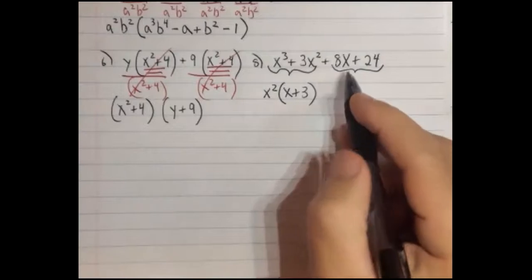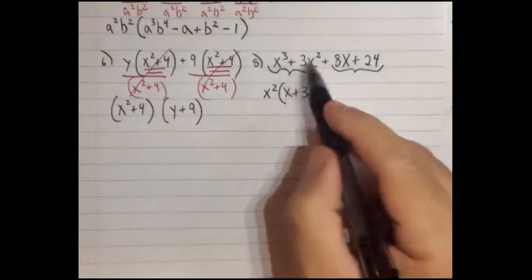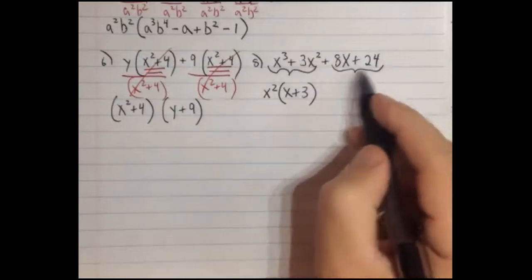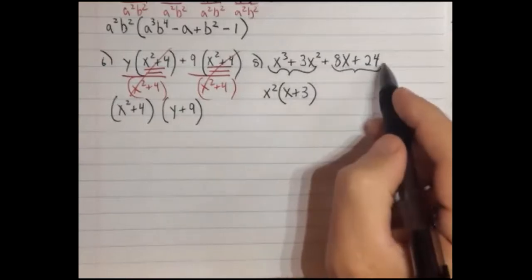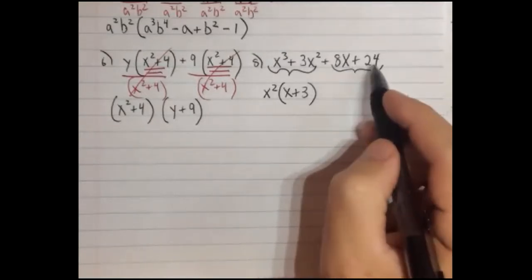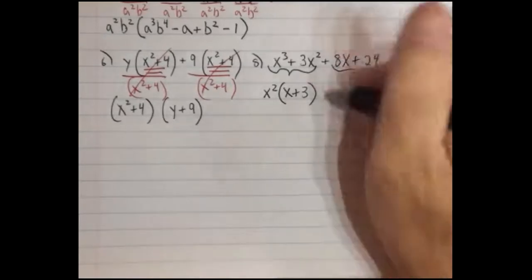So what is the GCF between 8x plus 24? Well, this one has a variable, this one does not. There's only an x here. This one does not have an x. So I'm just looking at the numbers, 8 and 24. What's the highest number I can take out of 8 and 24? And that answer is 8.